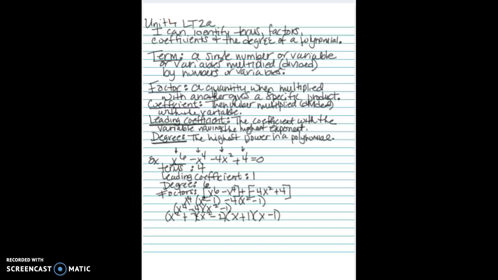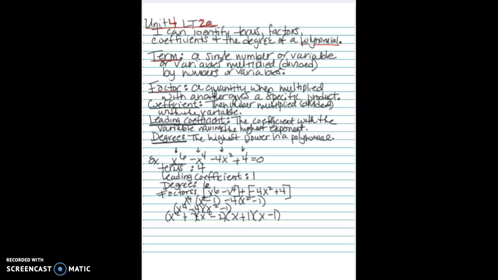Unit 4, Learning Target 2A. I can identify terms, factors, coefficients, and the degree of a polynomial. A term is a single number or variable or variables multiplied or divided together by other numbers or variables.